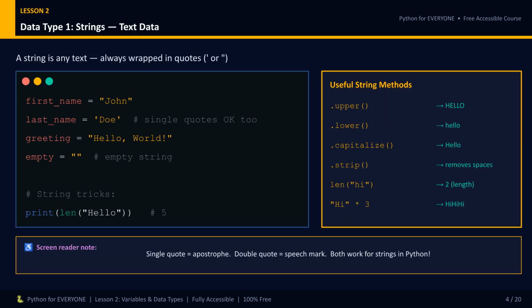A string is any text wrapped in quotes. Both single and double quotes work. Python provides many useful string methods like .upper, .lower, and .strip to manipulate text easily. We can also use the len function to find the string's length.